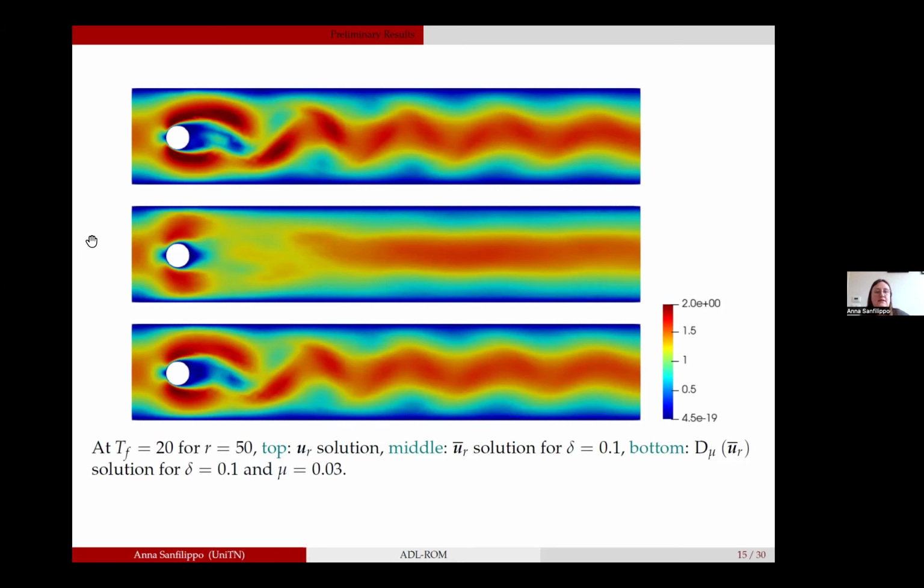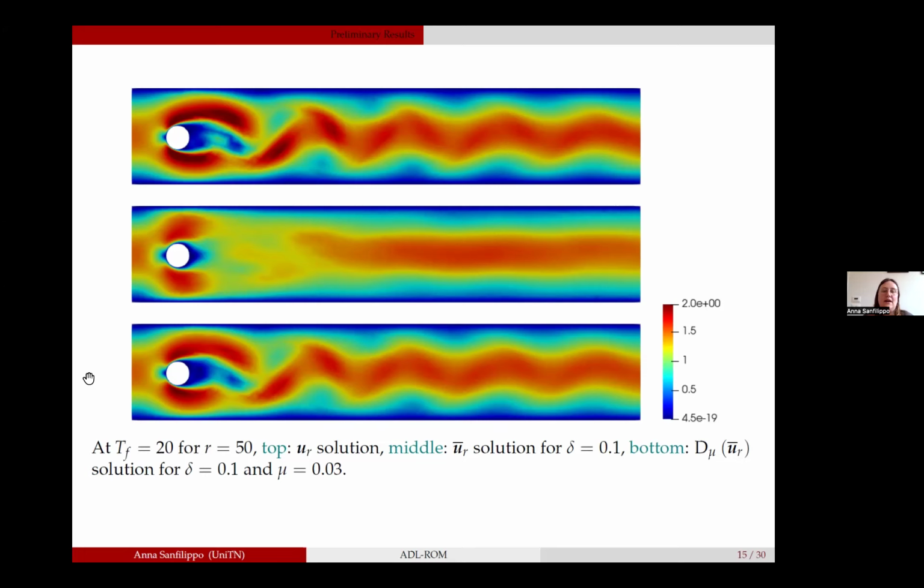The second one is the filtered reduced solution. And as you can see, basically it smooths out everything that is also physical. For example, in the physical solution here we want some waves. Here it is basically flat, and after the cylinder there isn't anything, and so it's not good.